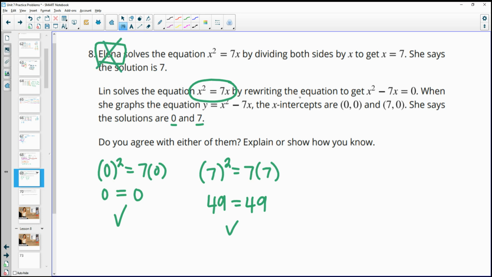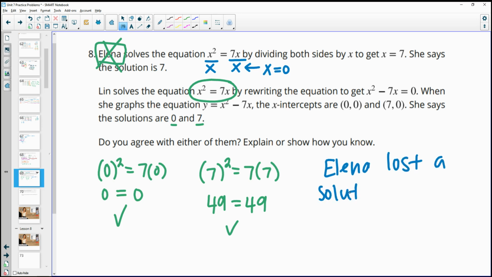Okay. And anytime you divide by a variable, okay, so you can divide both sides by numbers, but when you divide by a variable, you lose a solution. You lose the solution when x equals 0 because we can't have division by 0. And so you end up losing a solution. So Elena lost a solution by dividing by x. So I agree with Lynn. You can kind of prove it a couple of different ways that both of her solutions work, right? So 0 plugs in and gives you a true statement. 7 plugs in and shows you that it's a solution. So obviously Elena is missing a solution there.